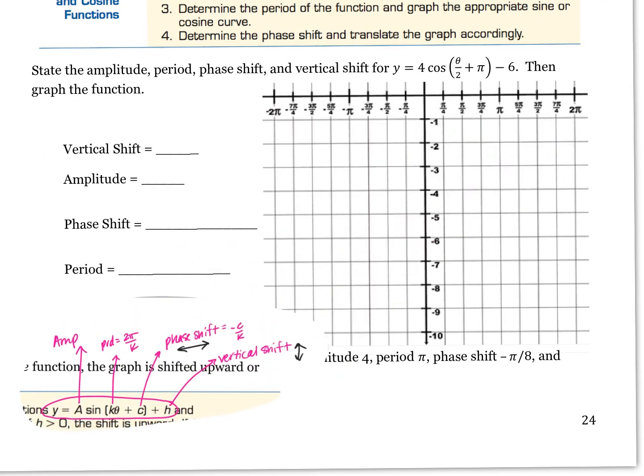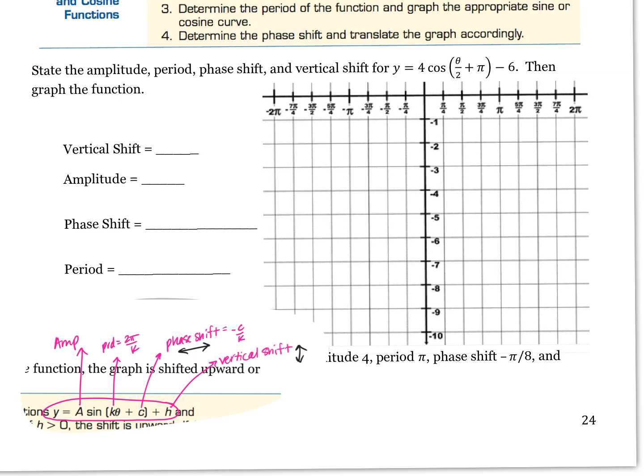All right. The vertical shift is the first thing we want to look at. It's the thing that's hanging out at the end. What are we doing on this graph? -6. I'm going down 6. That's the first thing I'm going to draw, that new midline. That's like my new x-axis, my new origin, if you will.